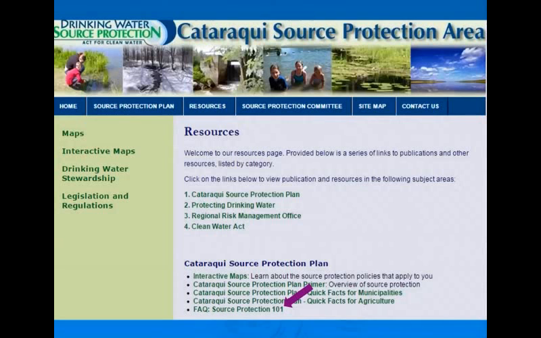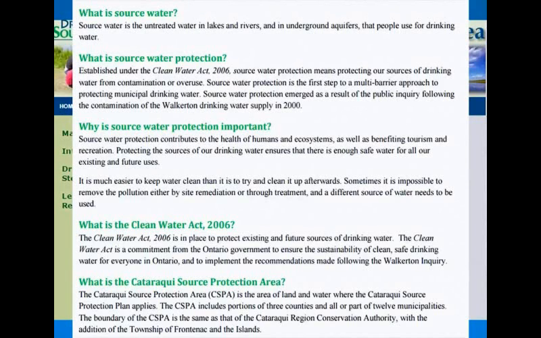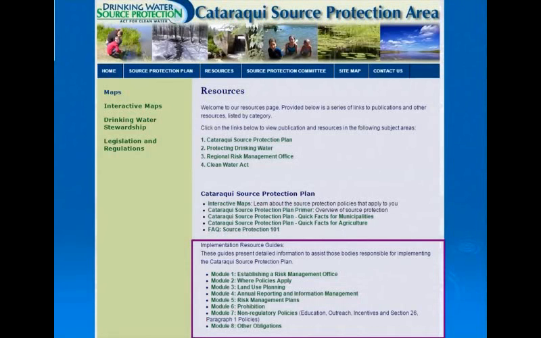A frequently asked questions document has also been developed for source water protection and provides definitions and explanations related to the Clean Water Act and the Cataraqui Source Protection Plan. Conservation Ontario has also put together a series of detailed implementation resource guides designed for bodies that would be implementing the Cataraqui Source Protection Plan. These resource guides are found on the resources page of the cleanwatercataraqui.ca website.